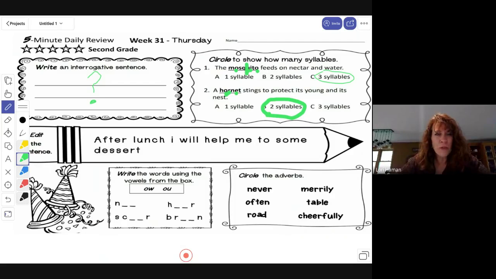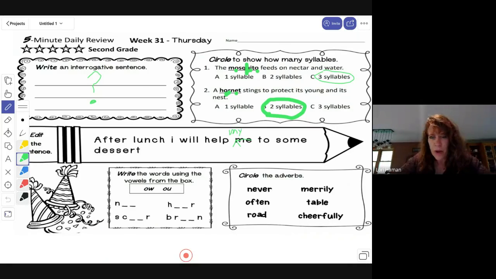All right, let's read our sentence. After lunch, I will help me to some dessert. Alrighty, you can say that doesn't sound right. First thing we would want our words to be is making sense. So I would get rid of and change this me to the better word. So I'm going to insert above the word that I need, cross out the one that's wrong. And we would want the reflexive pronoun, myself.